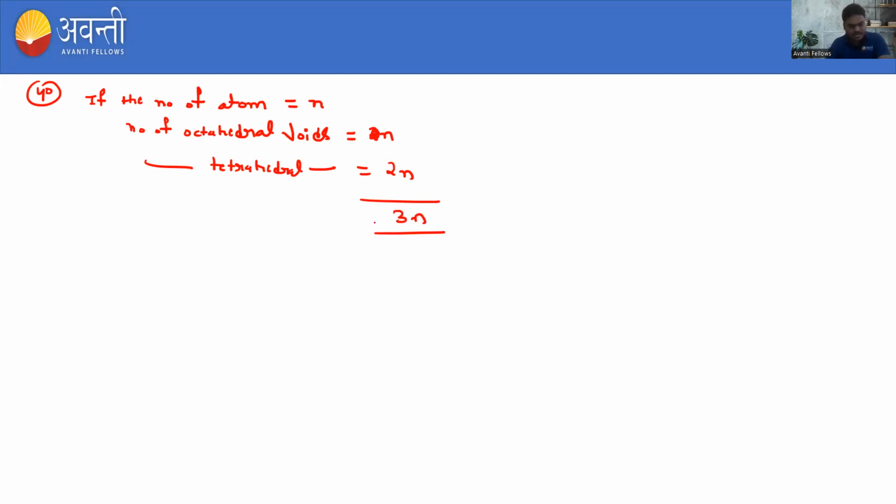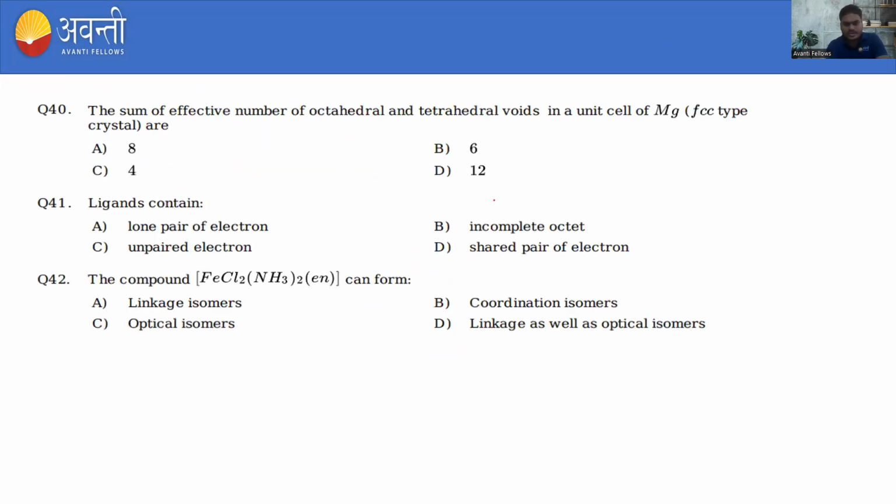Now the effective number of atoms in the unit cell of FCC is 4. So the effective number of atoms in FCC is equal to 4. Therefore, how many voids will there be in total? This 3 into 4, so 3 fours are 12. That is 12. So which option is correct, beta? That is option number D. Option D is absolutely correct for this question.